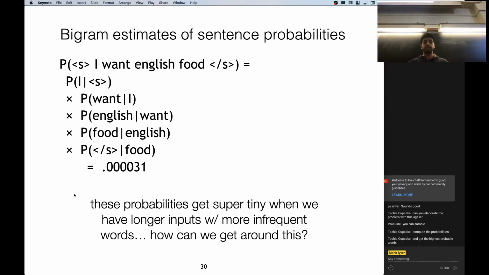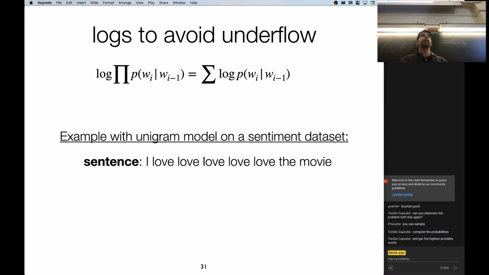All right, so there's a question down here. These probabilities get very tiny when I have longer inputs, right? I'm just multiplying these different fractions together. The number is getting smaller and smaller and smaller. You can see that this probability of the sentence is 0.000031, right? That's very small. What happens if I have a 5,000 word long text? This probability is probably going to cause some errors because it's so small. So the way we handle this, I'm sure lots of you have encountered this, is we replace this product of probabilities with the sum of the log probabilities, right?